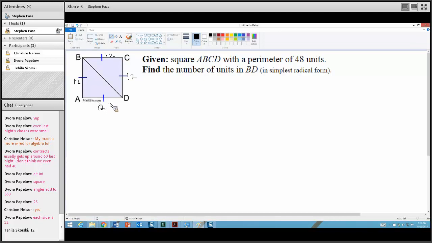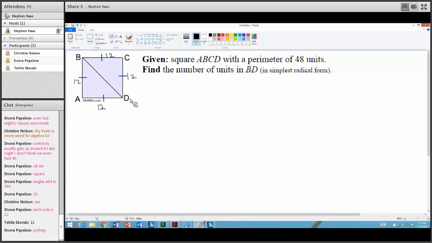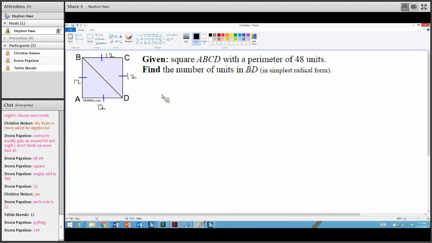So how are we going to find BD here? Well, how about this: of course, either half is a right triangle, so we can use the Pythagorean theorem. We can use ABD, or we could use BCD. Both of them are right triangles. And BD is the hypotenuse of either right triangle, and the formula is a squared plus b squared equals c squared, where of course c is the hypotenuse.